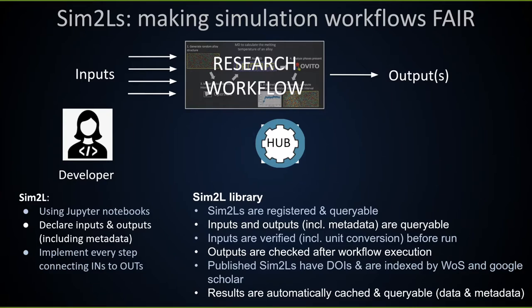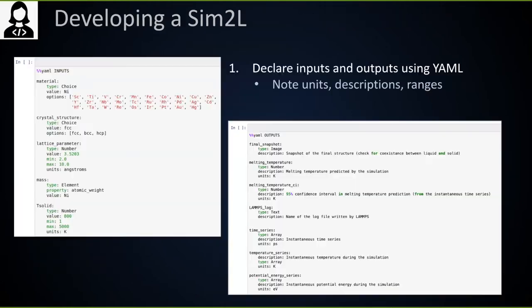And so once the SimTool notebook is created on a platform like HUBzero, you can register it. It becomes usable by you and others who may have a different use for it, but they need the same underlying calculation. Inputs and outputs are verified in terms of range and units and so forth. Tools have DOIs, which makes them indexable by Web of Science and Google Scholar. And also we have set up caching and services that will be discussed later in the afternoon. And so that's what the user is going to do.